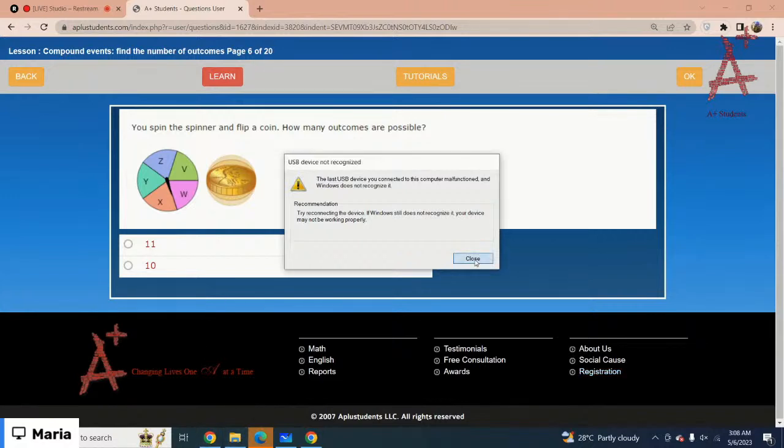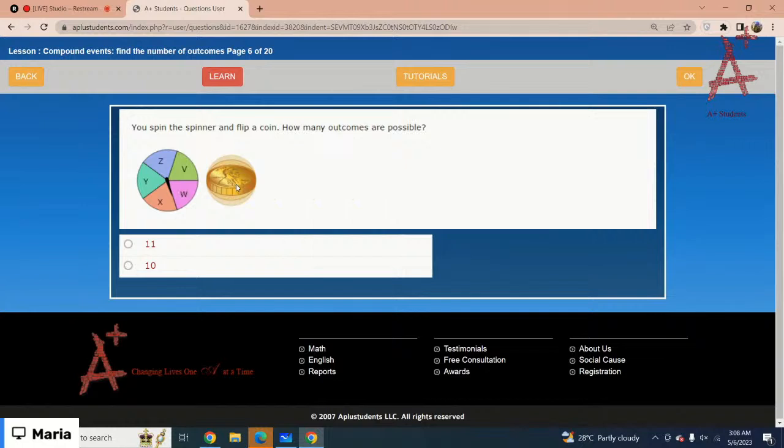5 outcomes for the spinner. And for the coin, you have two options. Got it? So 5 times 2 makes 10. That means the total outcomes are 5 times 2, which makes 10. Okay, the correct option is 10.